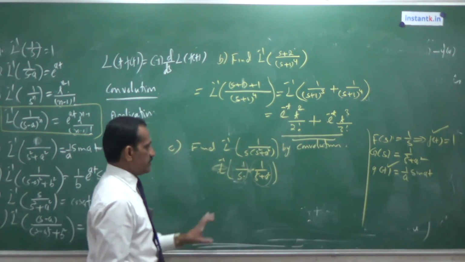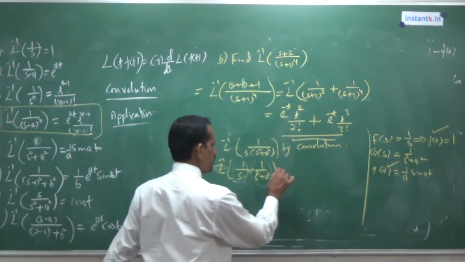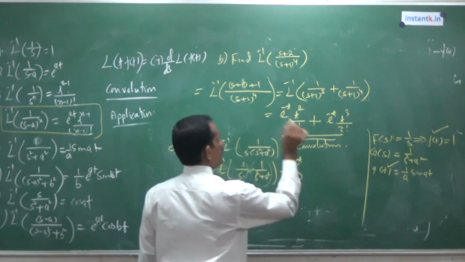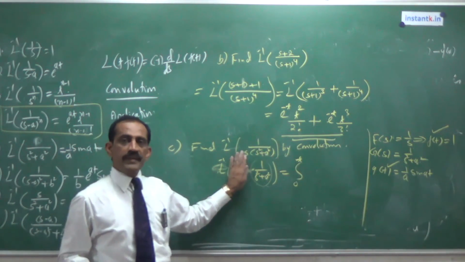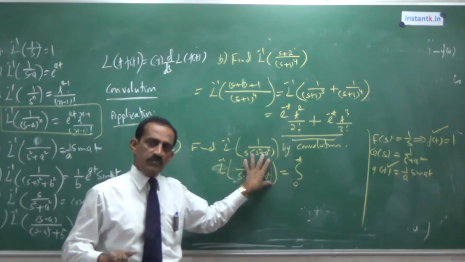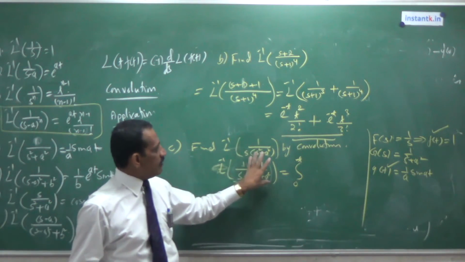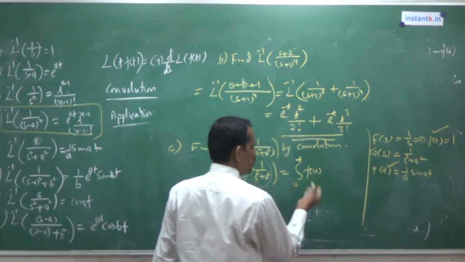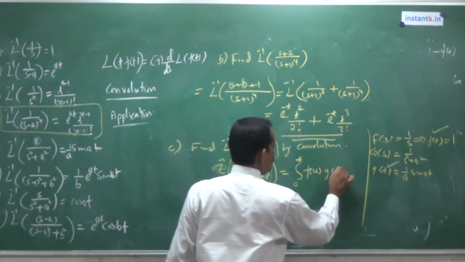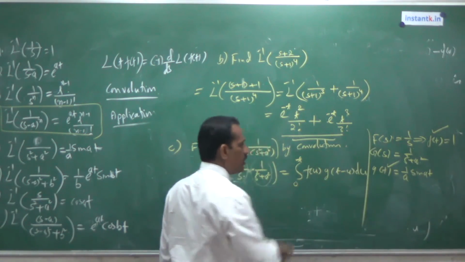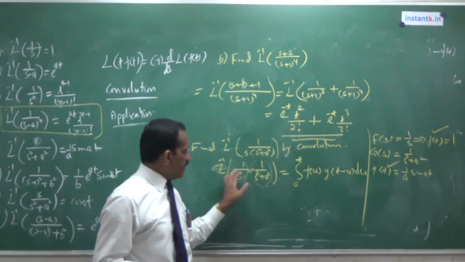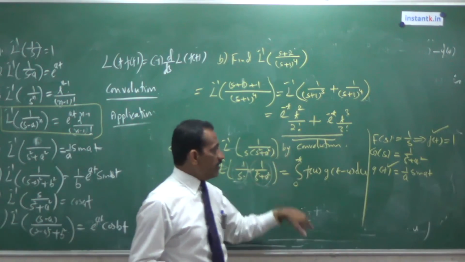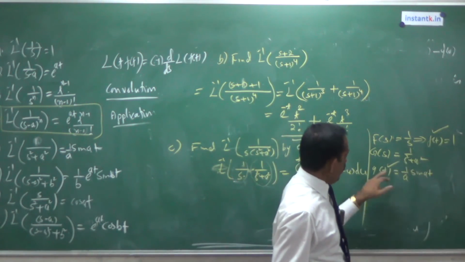What does the convolution theorem state? L inverse of f of s into g of s. Convolution theorem states that L inverse of capital F of s into capital G of s is equal to the integral from 0 to t of f of u, small f of u, into small g of t minus u, du. This is called the convolution theorem. So capital F of s is 1 by s, capital G of s is 1 by s squared plus a squared. Small f of t is 1. Small g of t is this much.